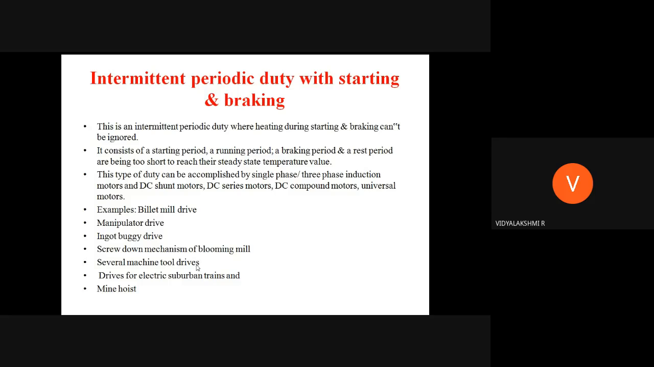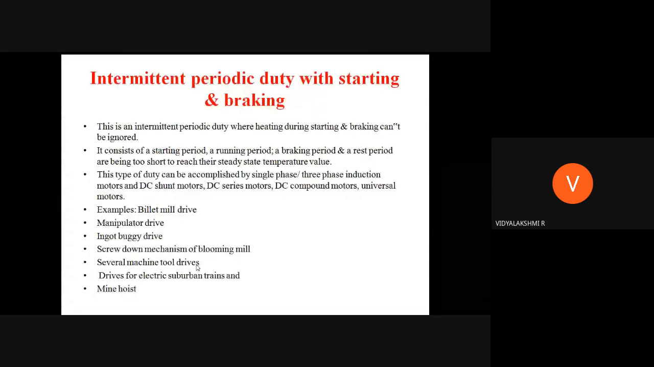Let us take the example of a train. What will happen? I start the train, then it runs, and then I stop the train. Till now my temperature curve keeps on increasing. Once my train is in rest position, my cooling curve will occur. Again, while starting, running and braking, the temperature keeps on increasing. For this type of periodic duty, you have to consider that the steady state temperature occurs during the starting, running and braking periods. You have to consider the three periods here.